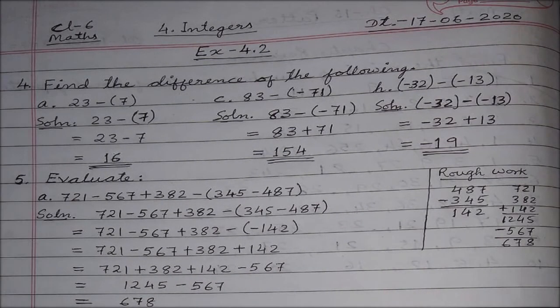Students of class 6, this is your question number 4 of exercise 4.2, and the chapter is chapter 4, Integers. The question is, find the difference of the following. The other questions up to question number 3 I had given you the other day. This is the fourth one, to find the difference of integers.